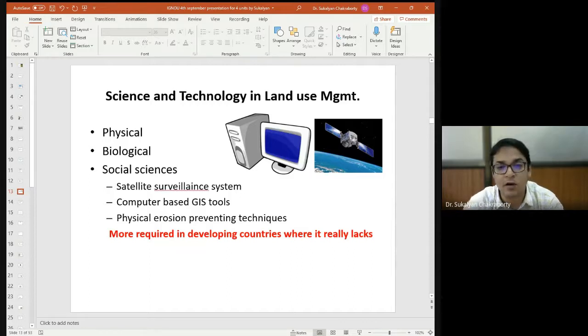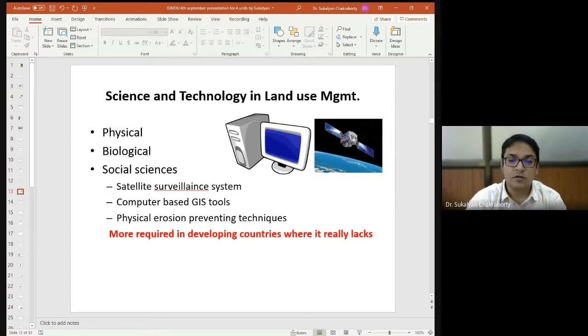For that, we need a lot of role of science and technology to be playing in it, like GIS tools and various surveillance systems, like aerial photographs, satellite images. These are generally used to find out what is the land use and land cover pattern over there, what is the extent of the shrinkage of the forest cover over there.